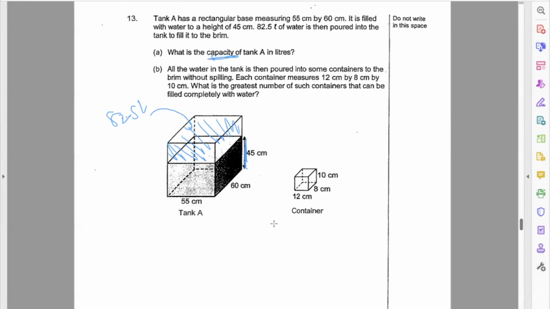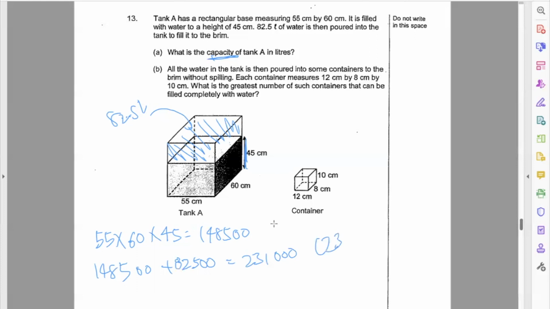So what's the volume of water inside the tank? At first, 55 times length times breadth times height. That will give you 148500. So that add on to the 82.5 liter that is later added in. Let's change to ml. Let's make it the same, 82,500 ml. You get 231,000 ml. Into liters, the answer will be 231 liters. That's the answer for part A.